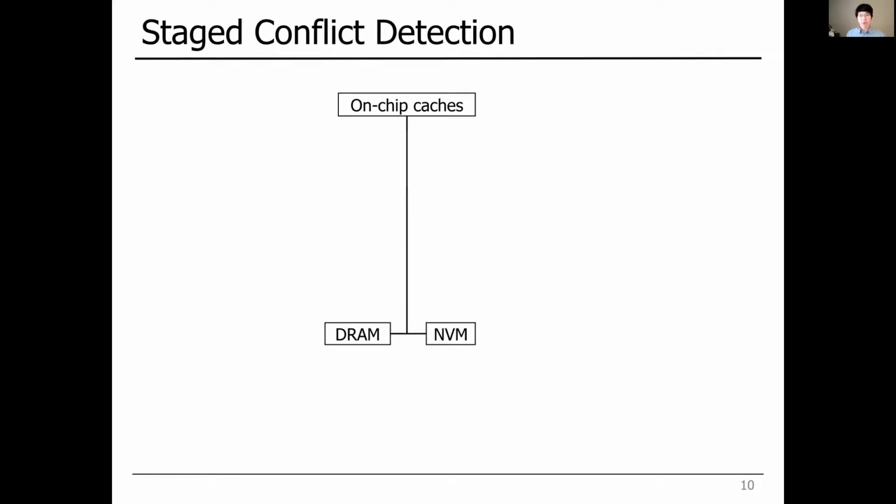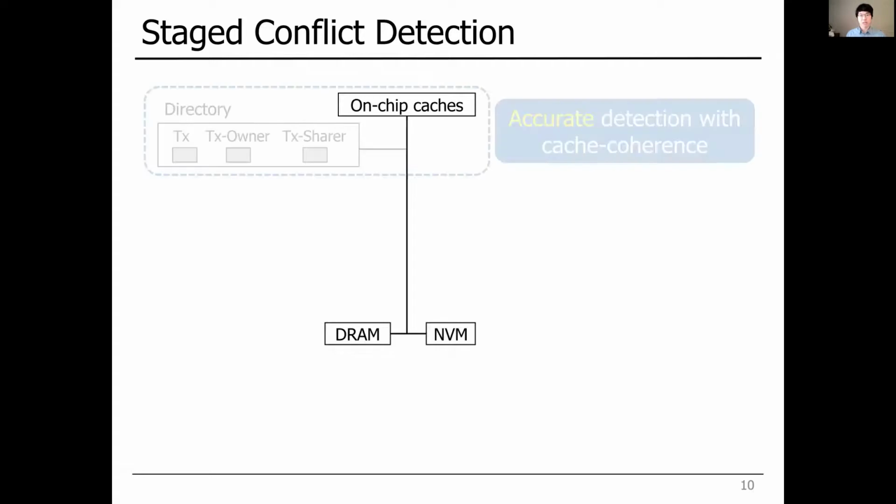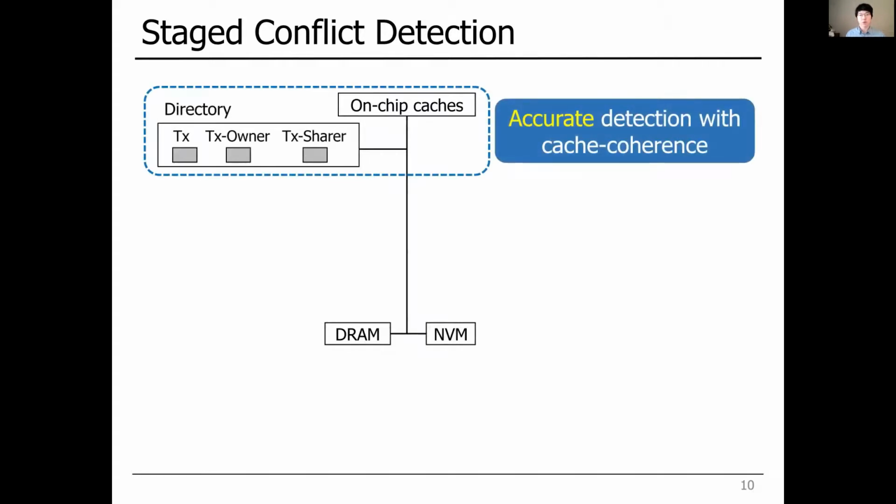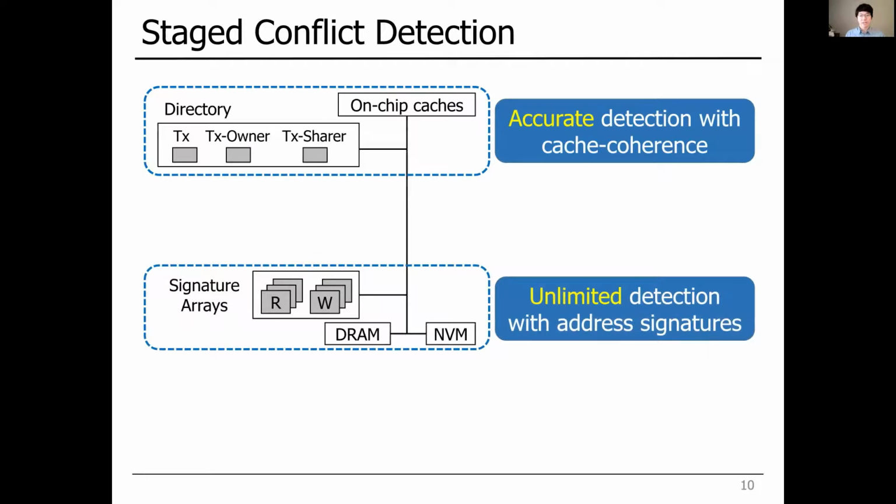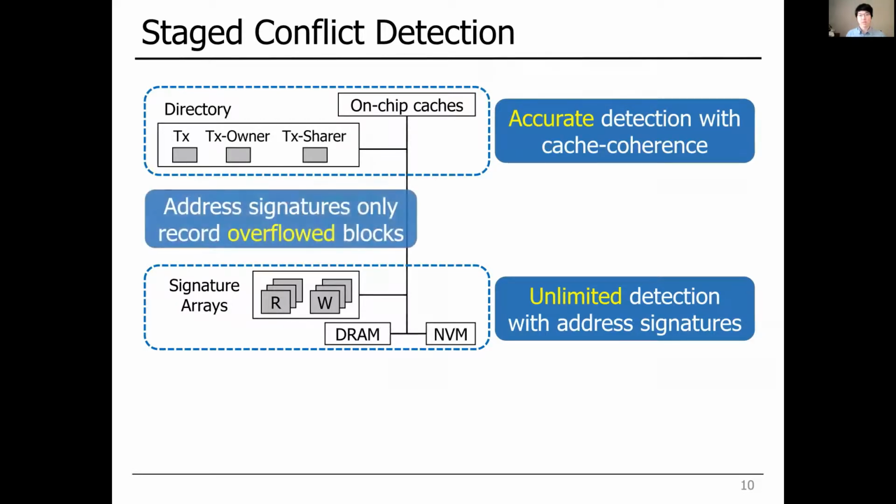Based on the previous design goal, UHTM presents a staged conflict detection that uses the cache coherence protocol for data in on-chip caches. It extends the directory-based coherence to detect conflicts. It also leverages address signatures for off-chip memory, which can detect data conflicts without limitation. Since the address signatures only record overflowed blocks, there is much less chance of false positives.